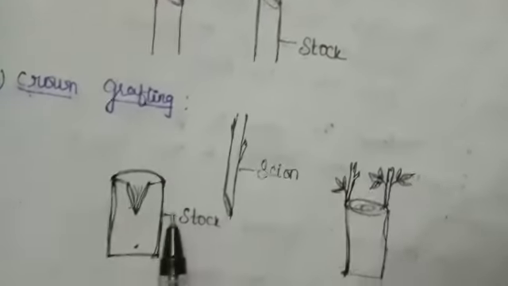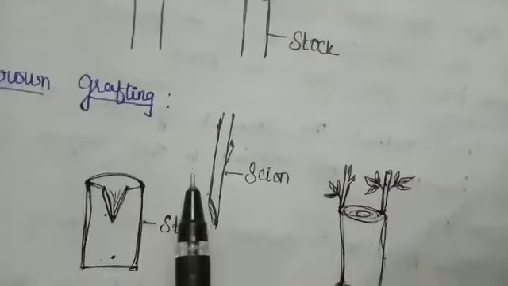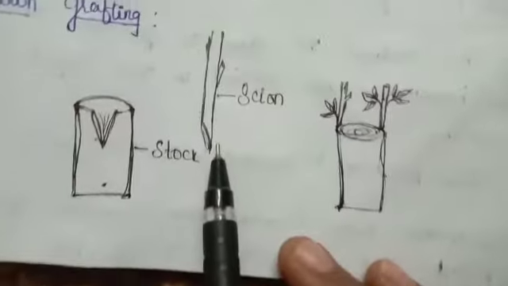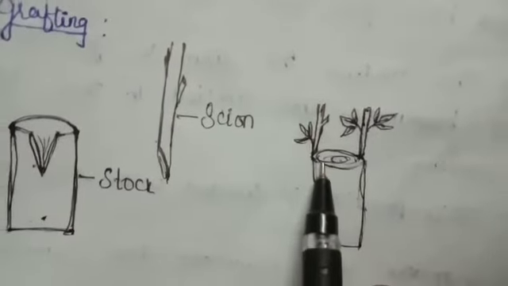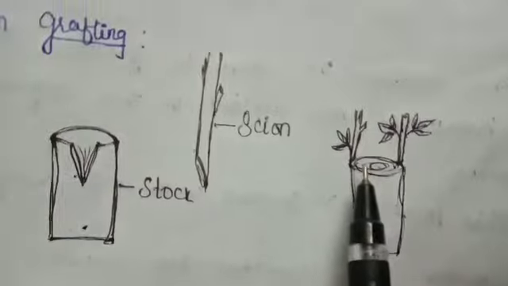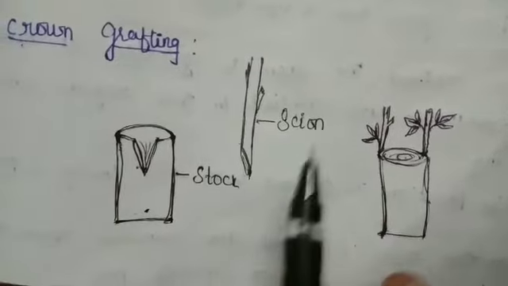Next, crown grafting. The stock is large and the scion is cut into wedge shape. These are inserted in the slits or cleft. This is the cleft of the stock. Fix the position using the graft wax. This method is crown grafting.